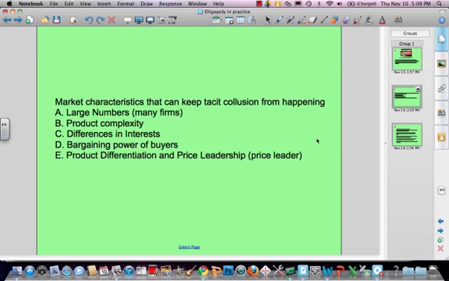The last is product differentiation and price leadership. So product differentiation is a classic way, and we've talked about this already, to make your product look better to the consumer. Even though it may not do really different things, you differentiate your product in order to charge a higher price. So think about the market for shoes. Nike versus Adidas versus Reebok versus Saucony versus whatever your favorite brand is.